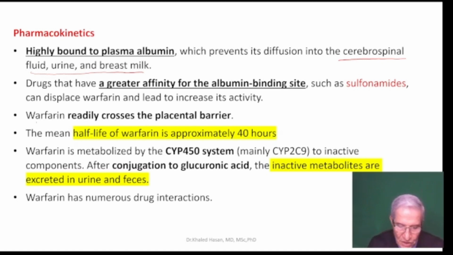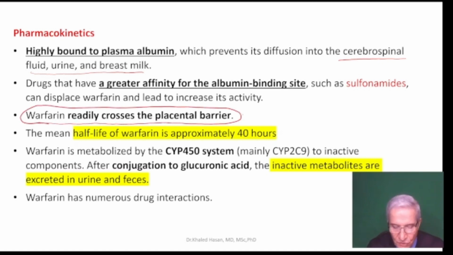Okay, this medication readily crosses the placental barrier. For this reason, this medication may cause fetotoxicity and teratogenicity. For this reason, we don't prescribe warfarin to pregnant women. It is not allowed to prescribe.